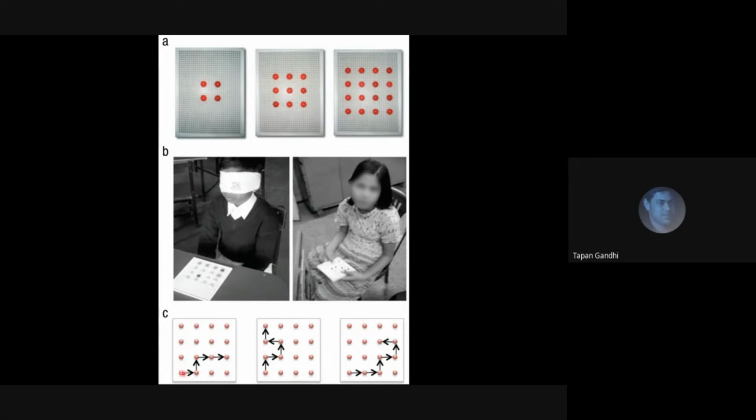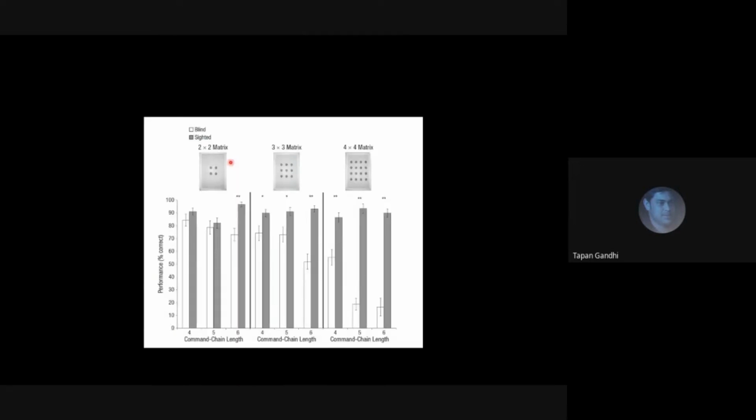In this picture, you can see the first command chain is 4 level command, second is 5 level command, third is 6 level command. So if you wish to increase the complexity, you can increase the number of commands, because the person has to remember and jump in the mental picture. When I conducted this kind of test on the blind, as well as the normally sighted people with blindfold, I got this kind of result, right?